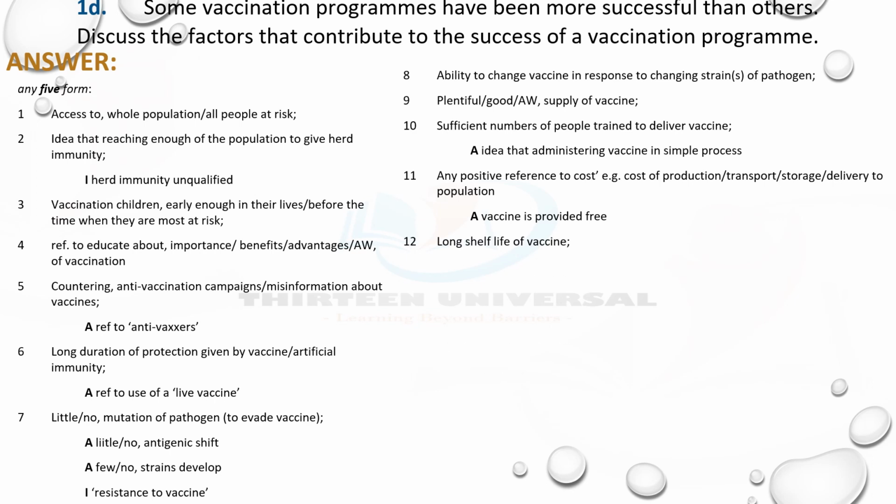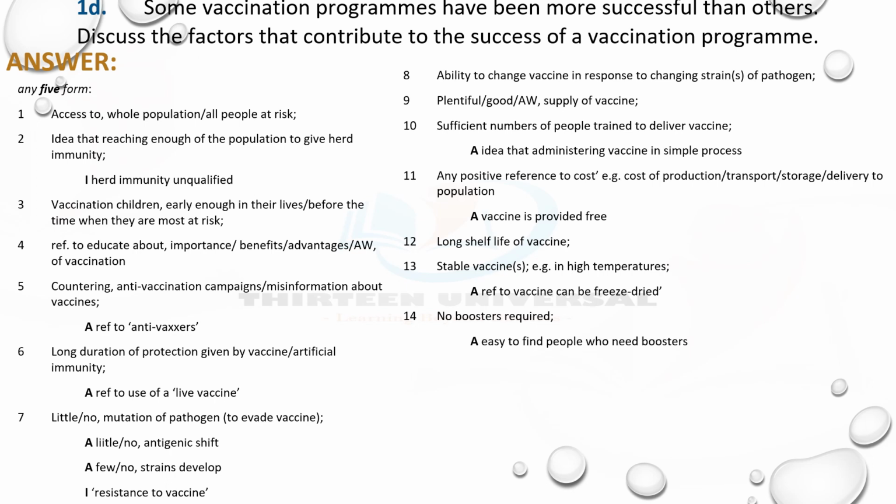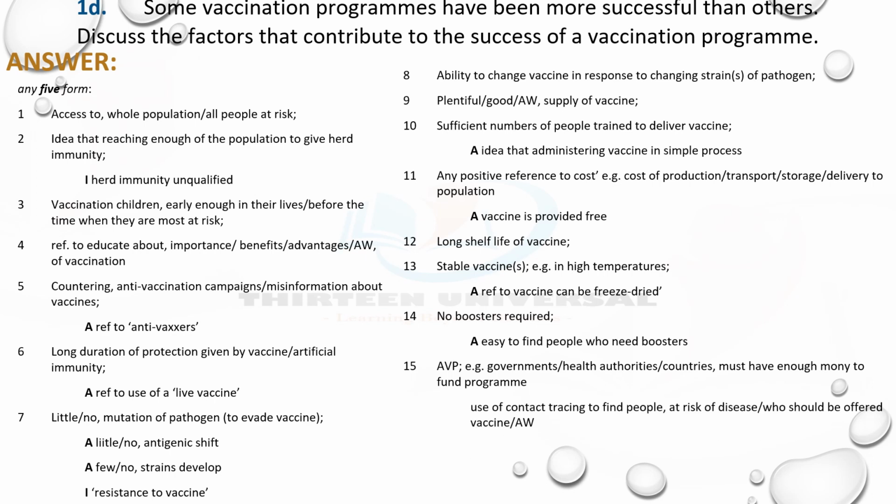And of course, the vaccine is provided free. Long shelf life of the vaccine, stable vaccine at high temperature. The vaccine can be freeze dried. No booster required. Easy to find people who need boosters. Government health authorities must have enough money to fund it. Use contact tracing to find people at risk of the disease. So these are the provide incentives. There are a lot of reasons. Okay, let's go to the next question.